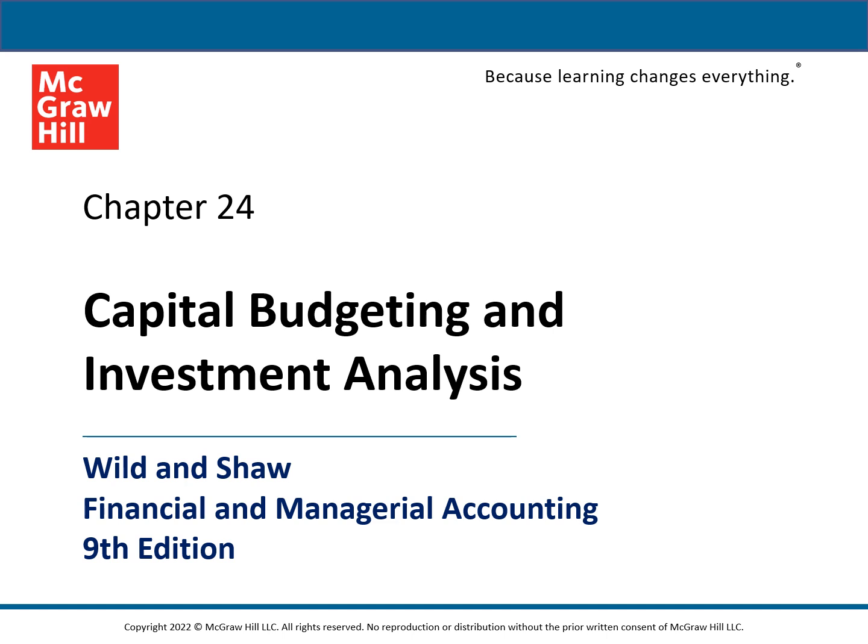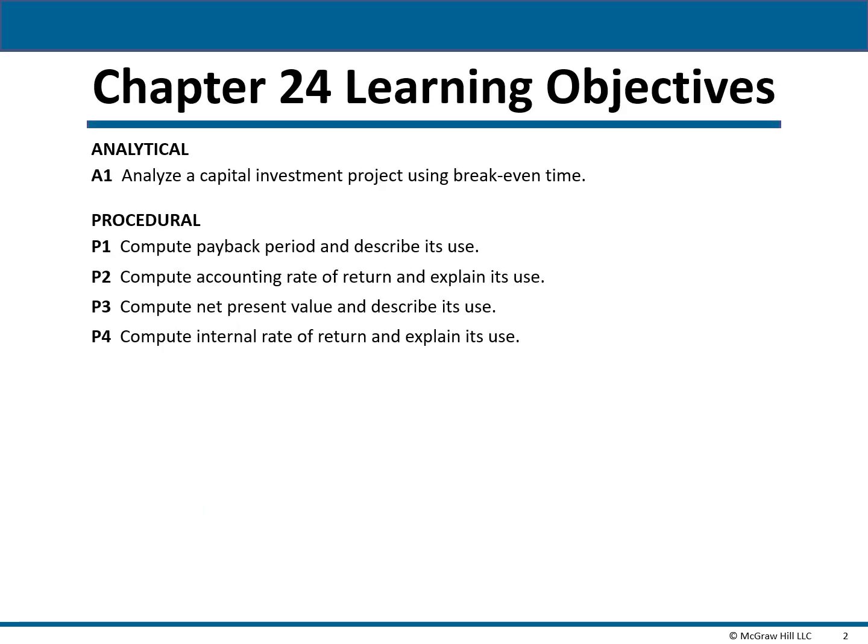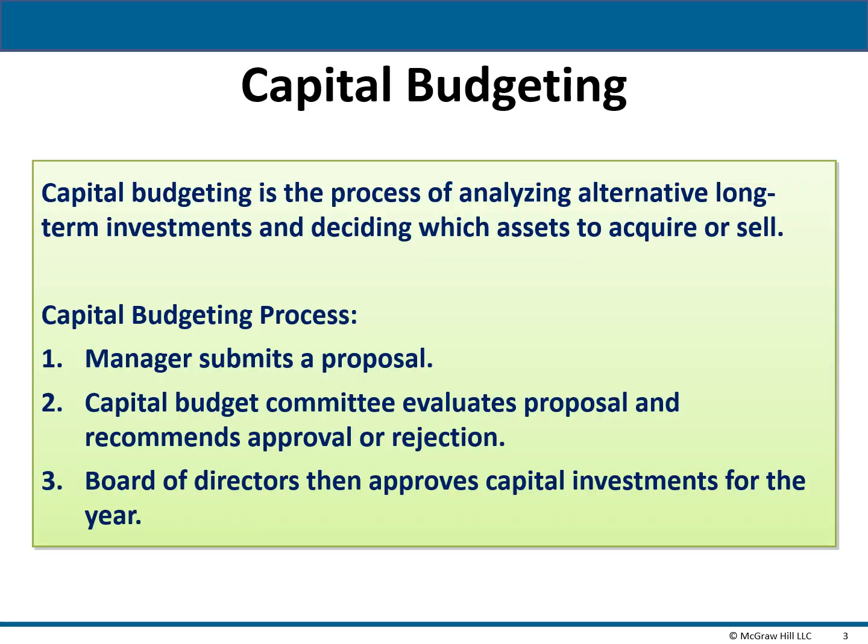Hello class, today we're going to talk about Chapter 24, Capital Budgeting and Investment Analysis. Capital budgeting is the process of analyzing alternative long-term investments and deciding which assets to acquire or sell. Common examples of capital budgeting decisions include buying a machine or building versus acquiring an entire company. The objective for these decisions is to earn a satisfactory return on your investment.